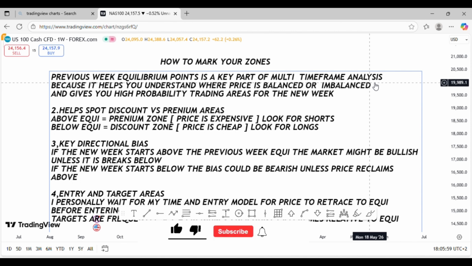You understand? So as you can see on the screen, the previous week equilibrium point is a key part of multi-time frame analysis because it helps you understand whether the price is balanced or imbalanced, and it gives you the high probability trading areas for the new week. That is why I always say each and every time when you approach the market, simply take the high and the low of the previous week candle and find the 50% of that candle.